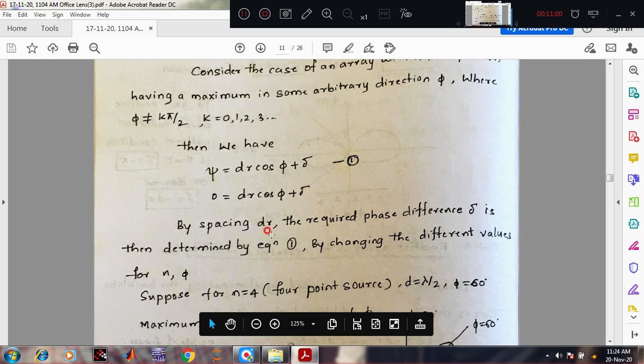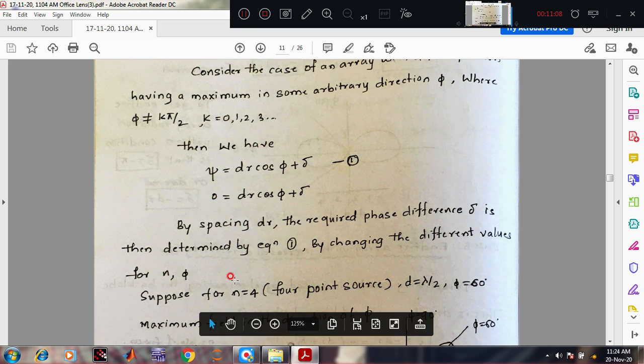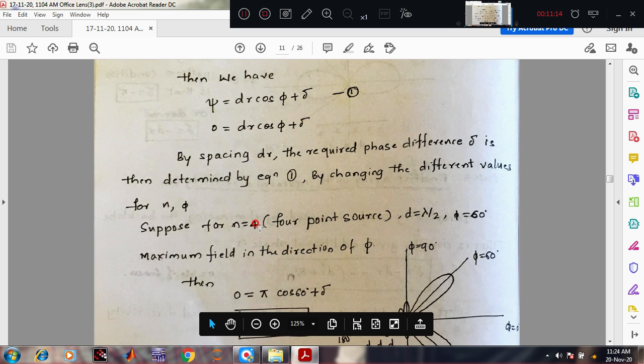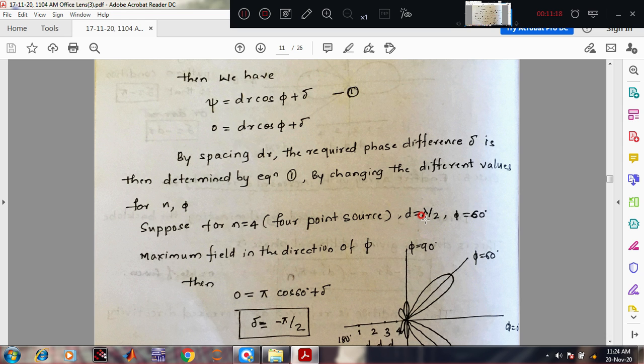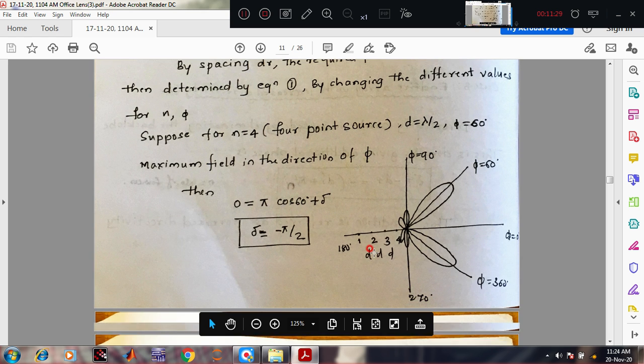By spacing dr, the required phase difference, that is delta, is then determined by equation 1 by changing the different values for n and phi. So you need to vary n and phi for different angles. Suppose n is equal to 4, meaning 4 point sources, d is lambda by 2, meaning the spacing between them is lambda by 2, and phi is 60 degrees. Therefore, the maximum field is in the direction of phi.